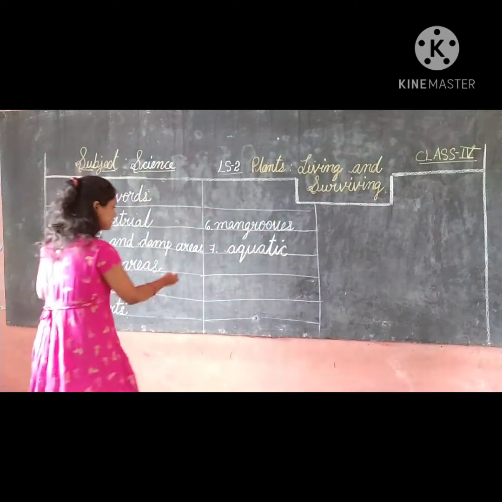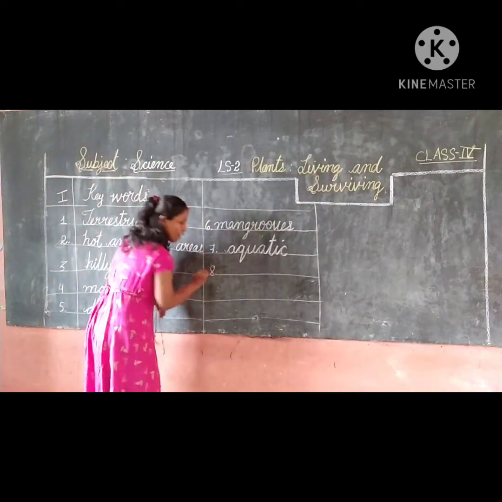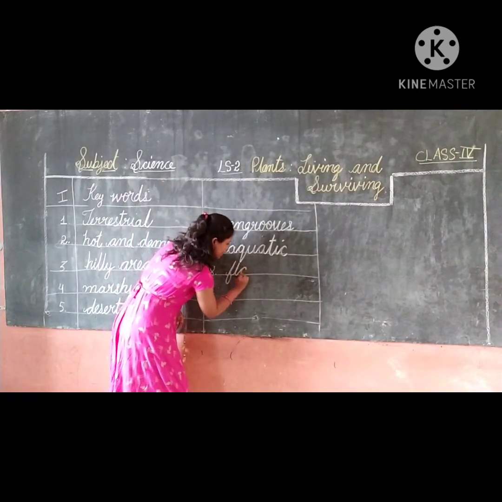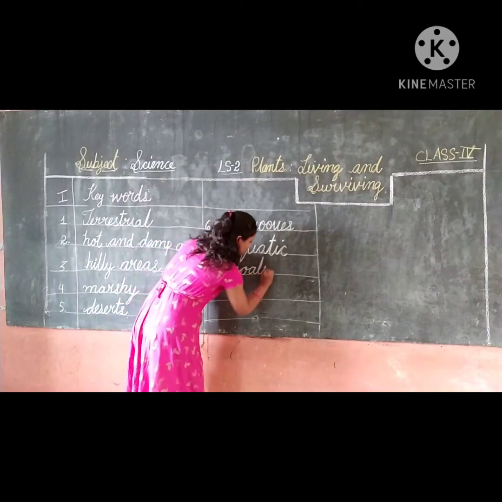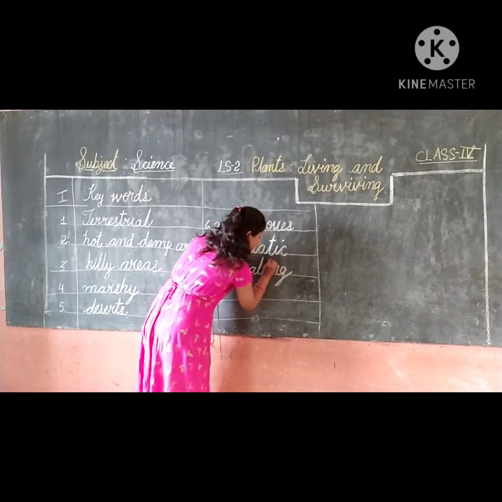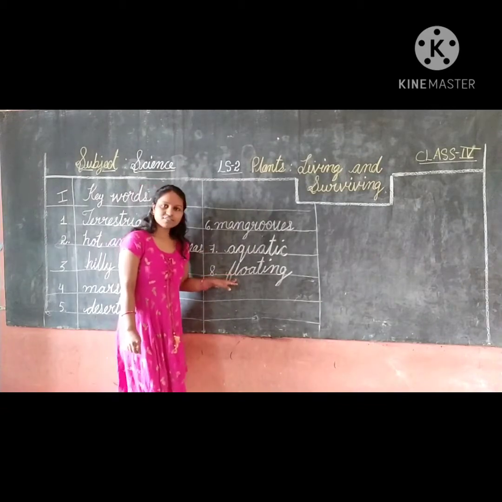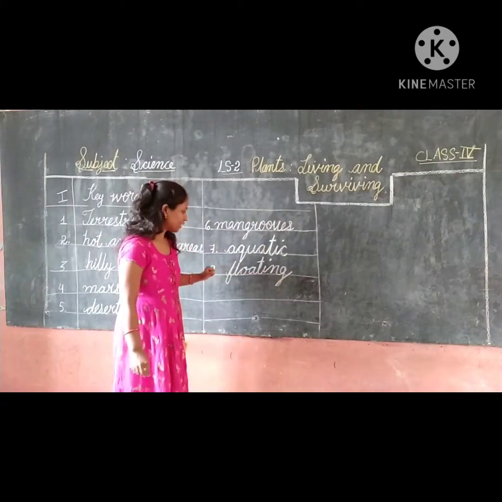Okay, next one is, which are the types of aquatic plants? Like floating plants. Floating is a type, there are floating plants, right? Those are aquatic plants. Okay, just repeat along after me.